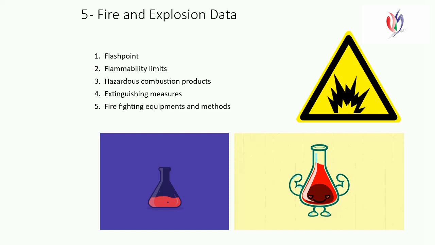When a chemical burns, it will often give off hazardous or irritating compounds such as smoke, carbon monoxide, and other toxic fumes. You need to know about these hazardous combustion products in the event of a chemical fire. Think about the chemicals you use. Do you know about their flash point, flammability limits, and hazardous combustion products?